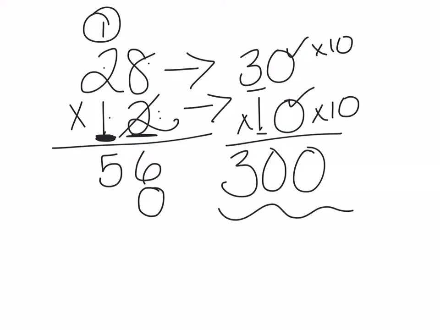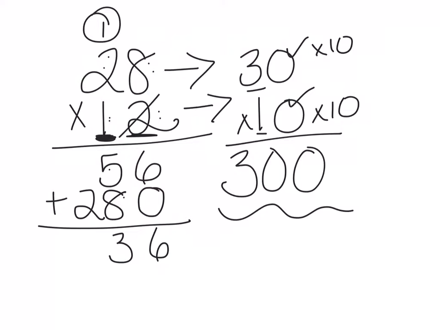1 times 8 is 8. 1 times 2 is 2. And now we're going to add them up. So in the ones column, we have a 6. 5 plus 8 is 13. Put down the 3, carry the 1. 1 plus 2 is 3. Now this is our exact answer.